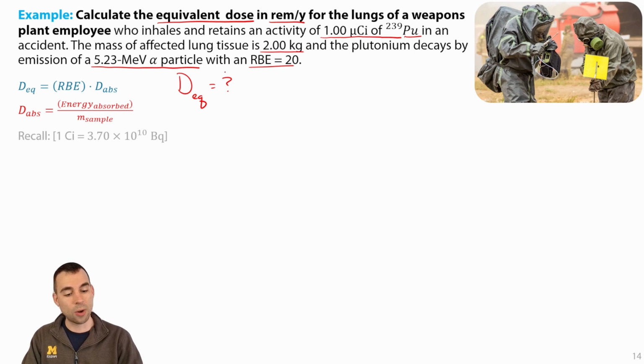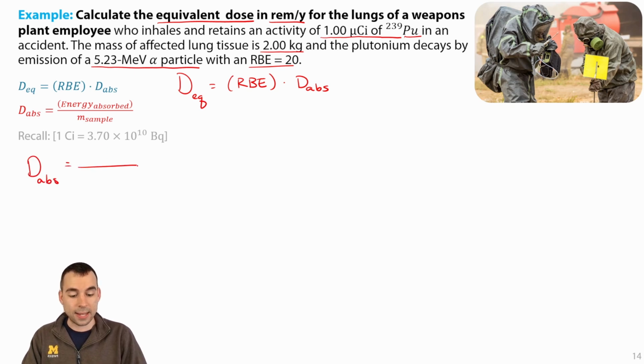Let's go ahead and write out our equation for the equivalent dose as being RBE times the dose absorbed. Well, the RBE is not so hard, but I haven't been told exactly what the dose absorbed is yet. So let's take a look at that. That is going to be the energy deposited per mass, the total energy deposited per the mass of the sample.